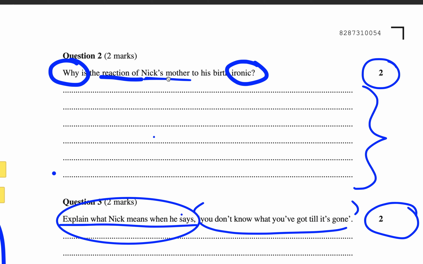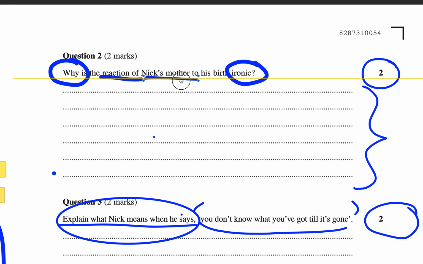So Nick's mother, we don't know who she is before we listen to the recording. So he will actually talk about her. You need to find out a bit about what Nick's mother does for a living or who she is as a person. That's 1 mark because that will tell you the irony. The second mark comes from Nick's mother, what she does and what her reaction was.